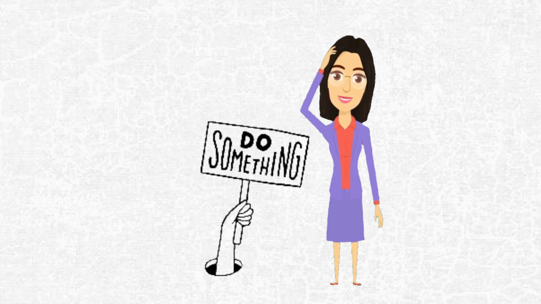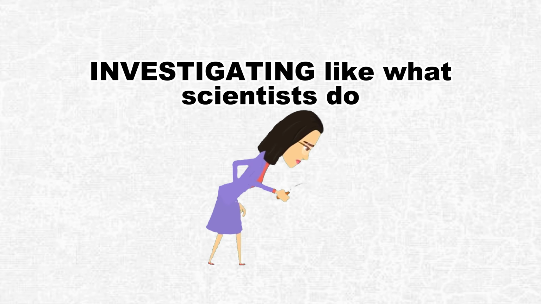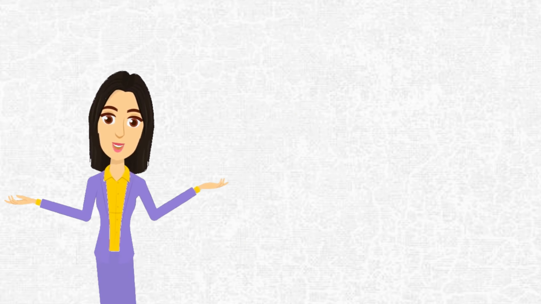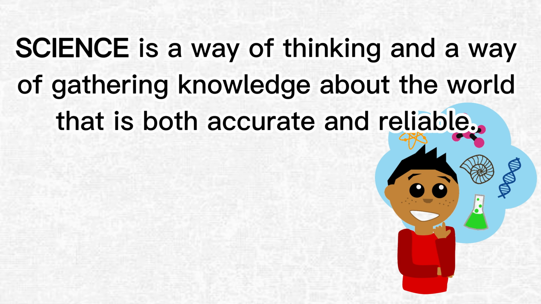But we can actually do that by doing an investigation like how scientists work. In today's video, we are going to discuss the scientific method. We all know that science is a way of thinking and a way of gathering knowledge about the world that is both accurate and reliable.